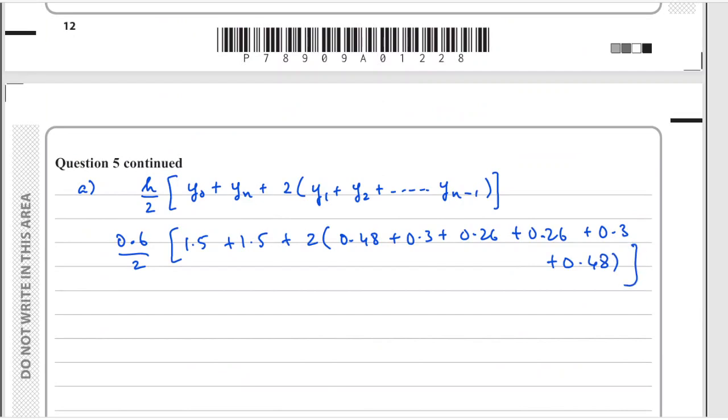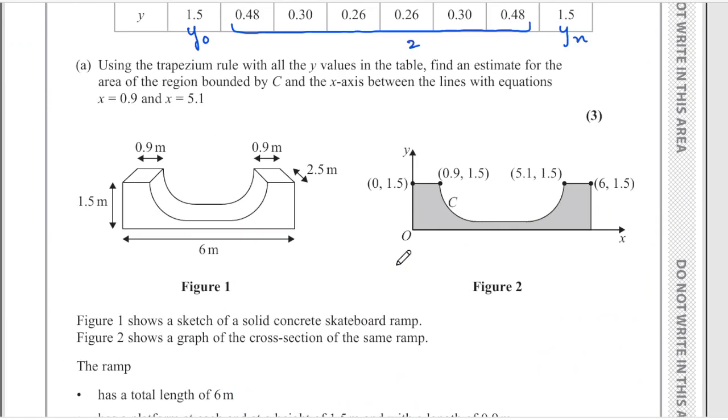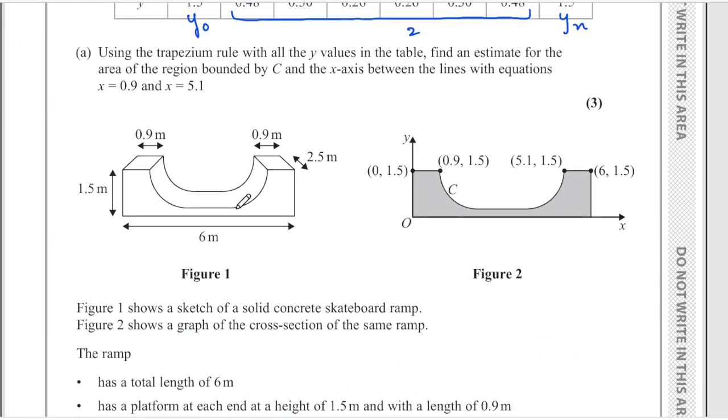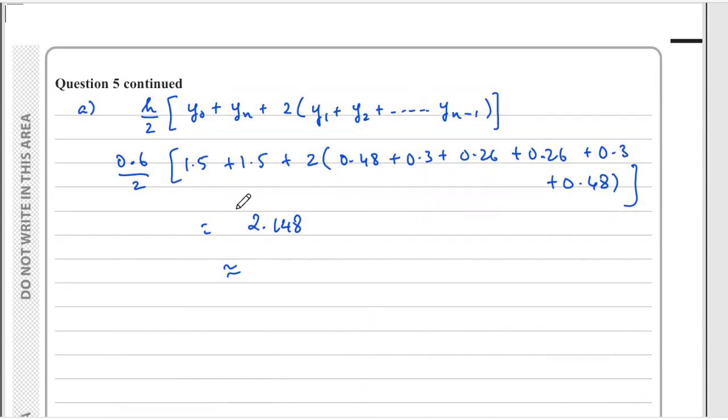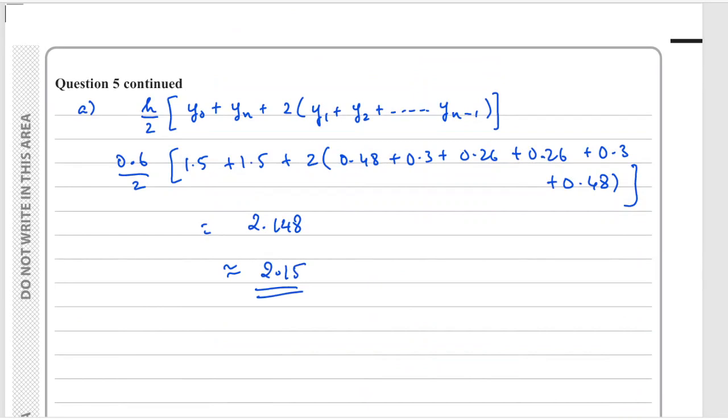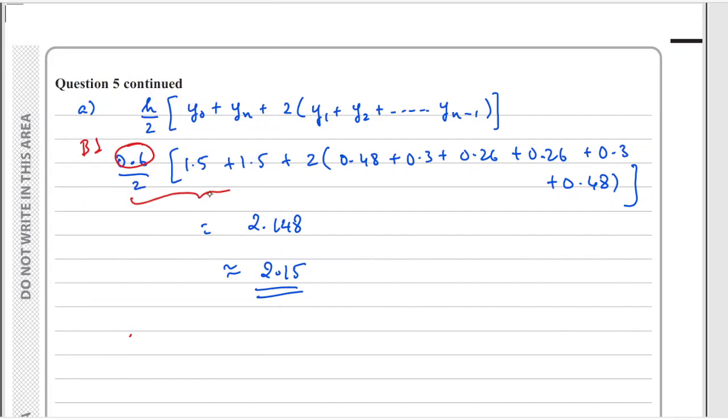Now you can use your calculator. If you do the calculation, you will get the final answer as 2.148. Have they mentioned any significant figures? No. So if they have not mentioned any, you can round it to three significant figures, which is 2.15, the correct answer. The mark division: for using the h value as 0.6 you get one independent mark, this whole step gets one method mark, and the correct answer carries the accuracy mark.